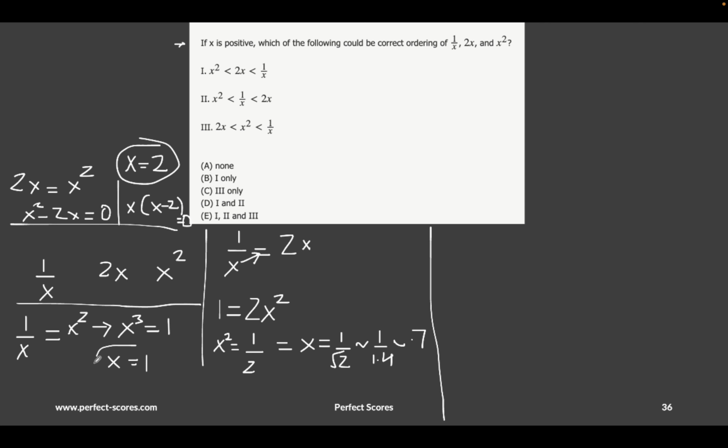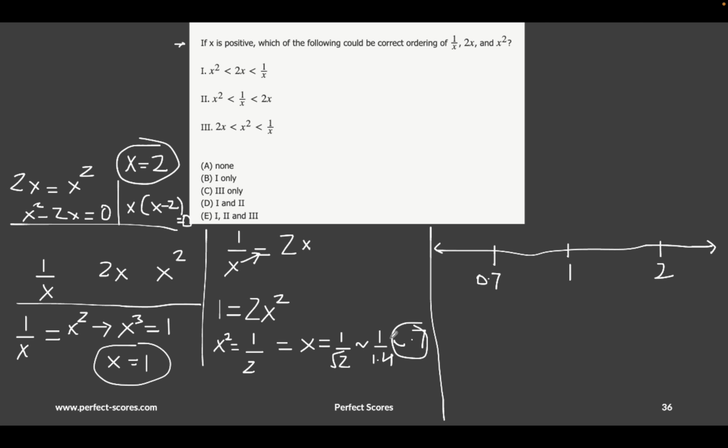We got this one, and this one here. So what I'm going to do is draw a number line here and map out the critical points. You've got 2 as one critical point, 1 as the other critical point, and 0.7 as the other critical point.